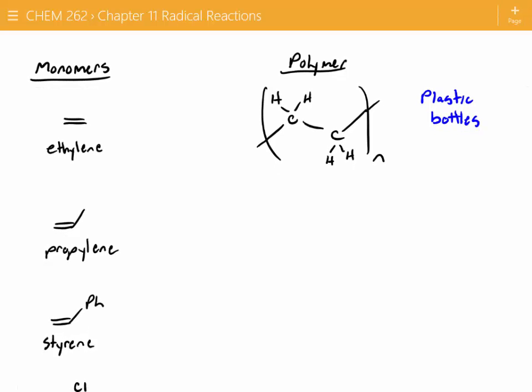The next one is going to be polypropylene. Does anybody know what polypropylene is used in? I swear I've heard it before. It's used in plastic bottles. It's also used in plastic bottles. So it's got a CH3 group replacing one of those hydrogens.